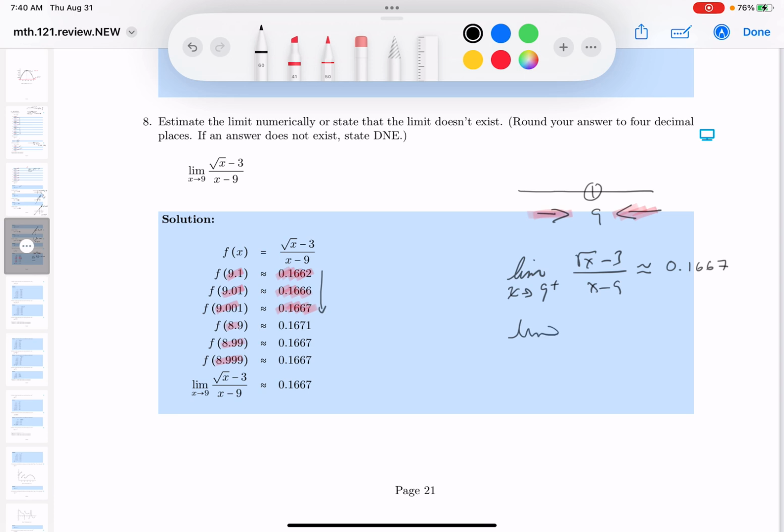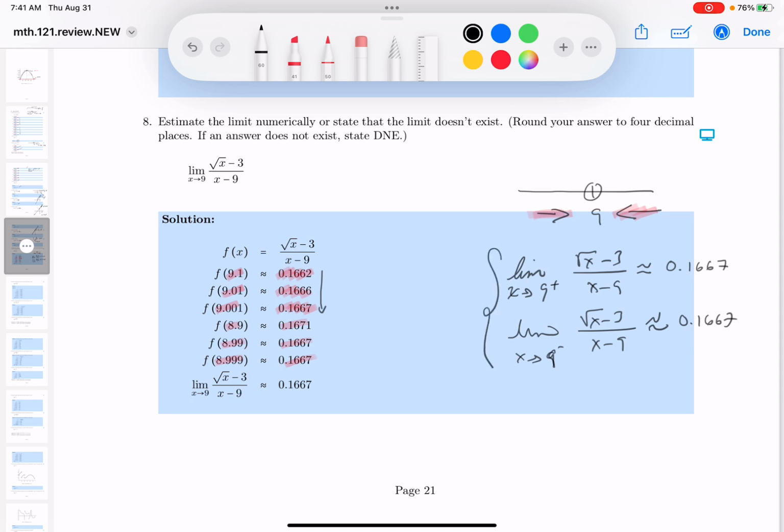Limit as x approaches 9 from the left side. That's that little symbol there. It's a minus sign, but it says left. Root x minus 3 over x minus 9. And just looking at my sequence over here, I'm looking at these numbers, and I'm going to say, you know what? It looks like it's heading towards 0.1667. Again, by the way, I'm not saying exactly right. I'm just saying that's where it looks like it's heading at this point.